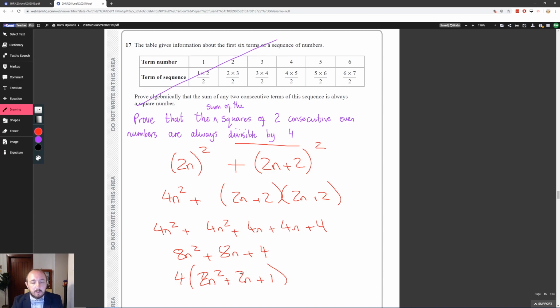So it doesn't matter what n is. We're going to square it, we're going to double it, we're going to add 2 lots of n, and we're going to add 1. But we're always going to multiply that number by 4. So when we get that answer at the end, we know that it will be divisible by 4, and we'll get a whole number here.